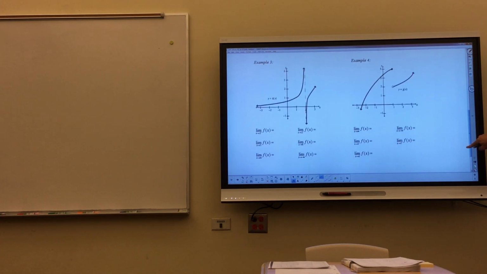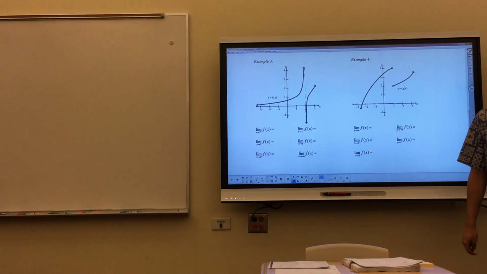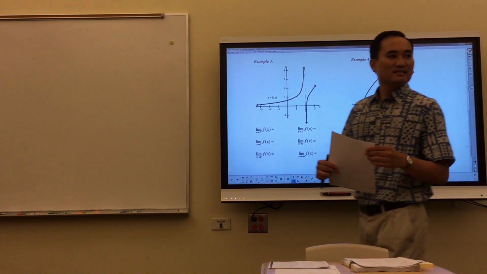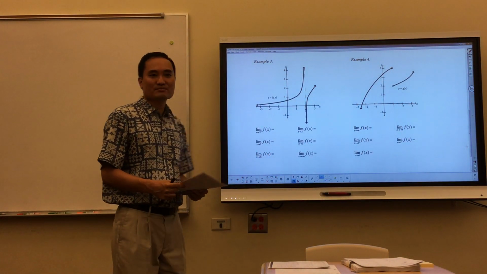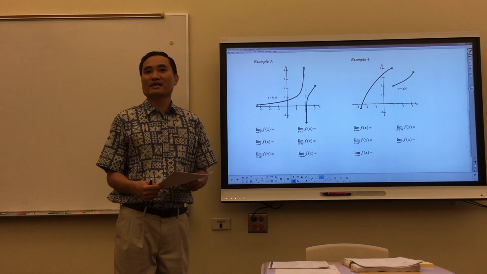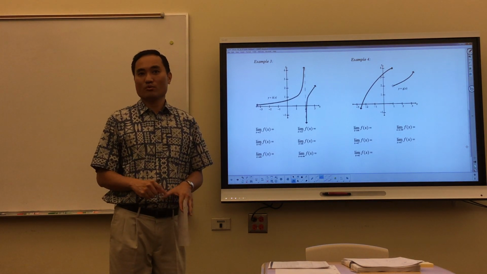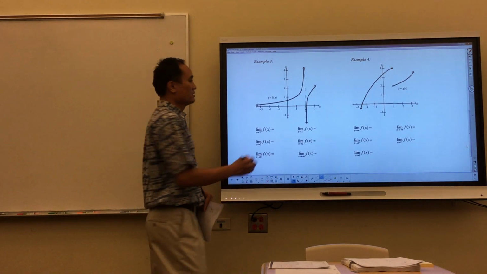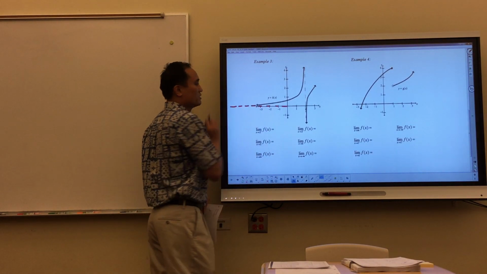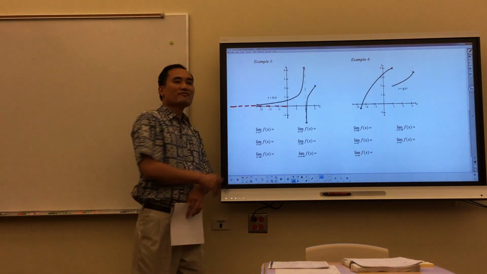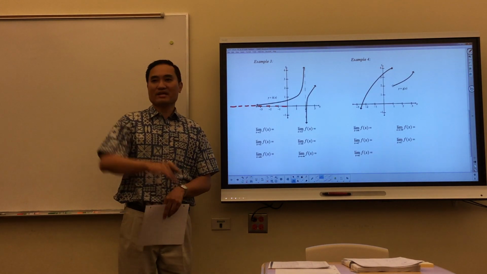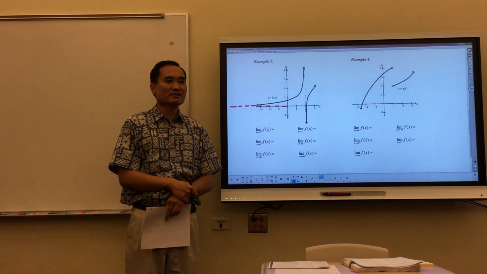Example 3. This one introduces what in it? Asymptote. A vertical asymptote. This is introducing a vertical asymptote. It's also introducing a horizontal asymptote. Where? On the left side right here, y equals 0. So can you have a horizontal asymptote that only applies to half of the graph? Yes.